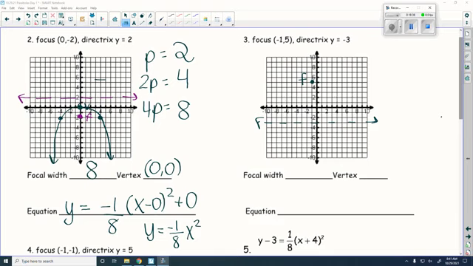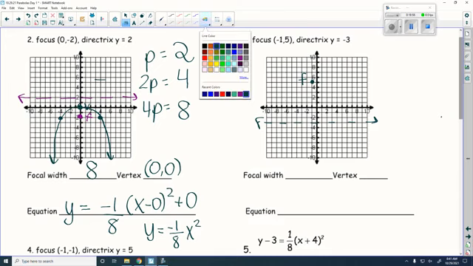Alright, to get the vertex, you go halfway between the focus and the directrix. So these are 1, 2, 3, 4, 5, 6, 7, 8 away from each other. So to go halfway, you need to go 4. That puts me right here. 1, 2, 3, 4. 1, 2, 3, 4. Here's my vertex. It's at negative 1, 1.